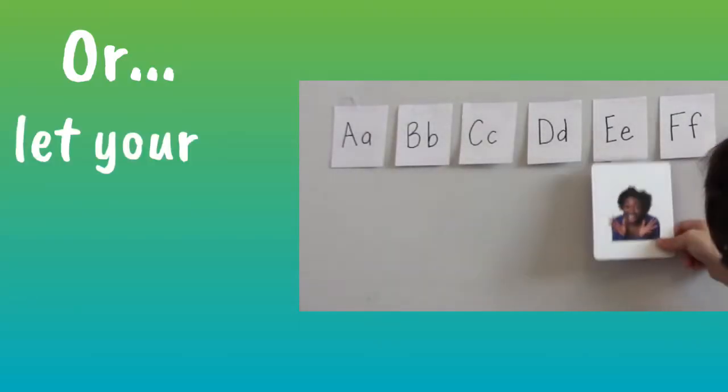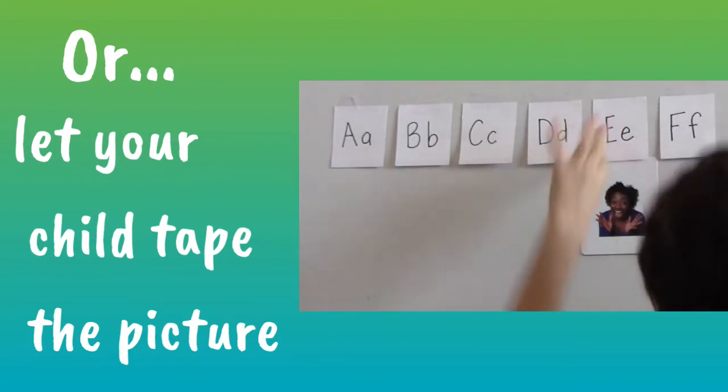You're going to state, the letter C says K. You can either ask, do you know which of those letters is the letter C? And if they say no, go over and point to the letter C and say, this is the letter C. The letter C says K. Then go ahead and tape the card under that corresponding letter and repeat with the next card.